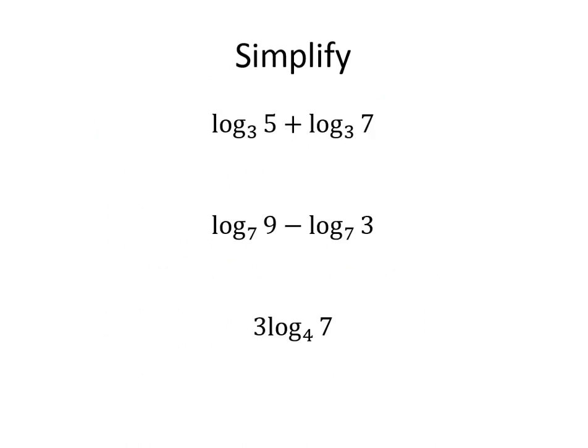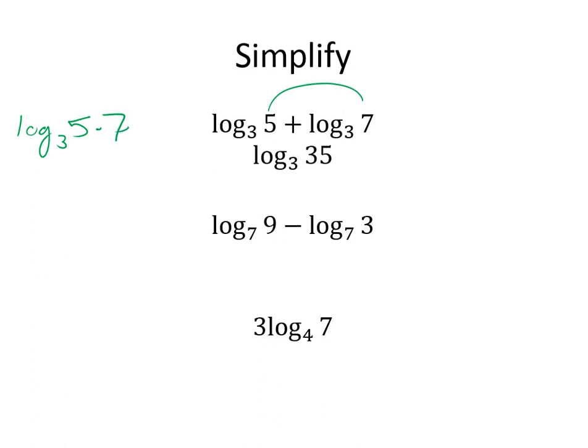So simplifying. For this first one, we make sure that the bases are the same. In this case, both the bases are 3, so since they're the same, we can combine them into one log base 3. Now since we're adding, we're going to multiply those two together. 5 times 7 is 35. So our answer would be log base 3 of 35.